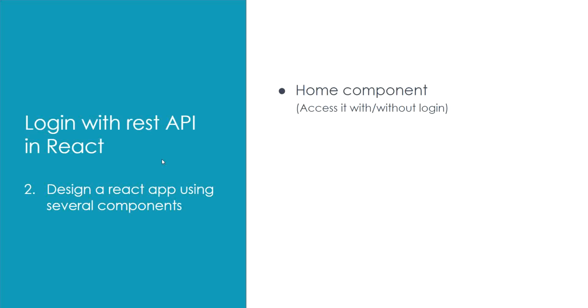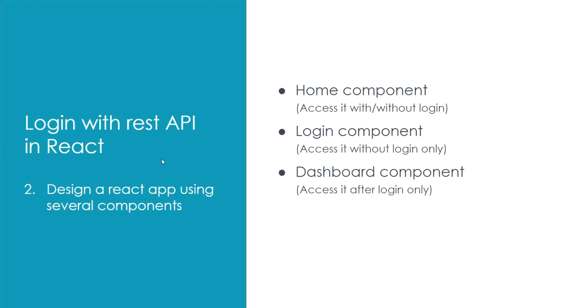For that, first of all, we will create 3 components. One is the home component. We can access this component with or without login. Second component is login. This component we can access only without login. So if I'm already logged in to the React application and try to access this login component, then we need to restrict this part. Similarly for dashboard, we can only access this component after login. So if we have a token, then we can access this component.